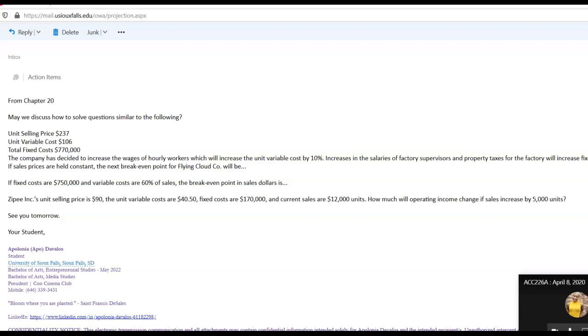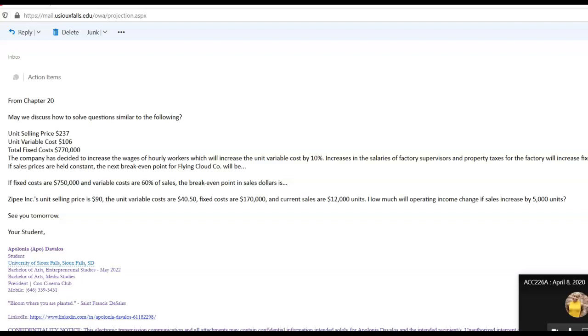And then the last one there, it says this Zippy has a selling price of 90. The variable cost is 40.50. So if we just take those two right away, our contribution margin is 49.50. And they tell you what the fixed costs are, so that's separate. Current sales are 12,000. Okay, so if we took the contribution margin of 49.50 times 12,000, we get 594,000 dollars. Less our fixed cost of 170 is an operating income of 424.